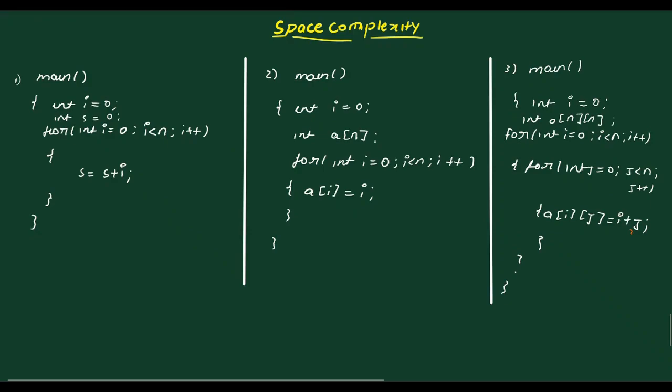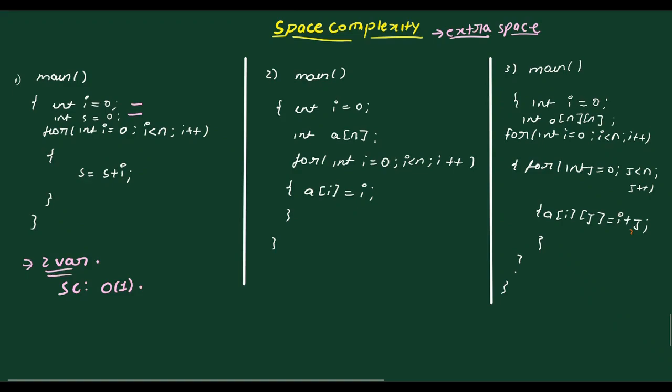You just have to see how much extra space other than your input your algorithm is requiring, right? So if you see the first question, this is one variable, this is another variable. Then we are not using any other space, right? So we are using space for two variables. That means space complexity is of order of 1, that is constant.